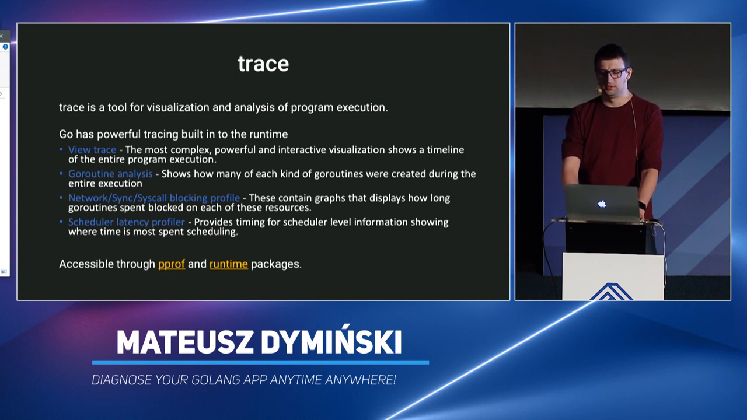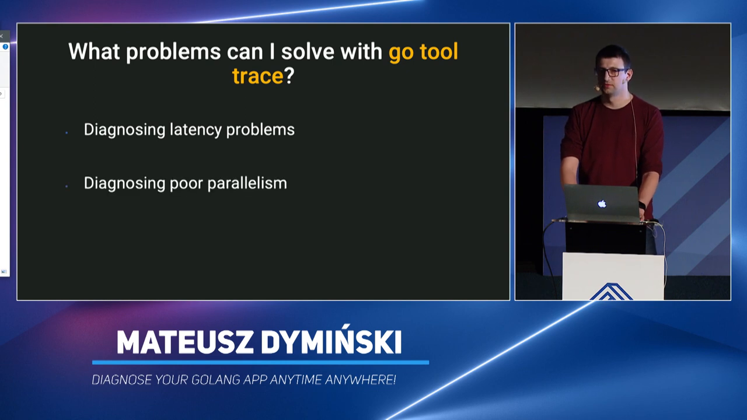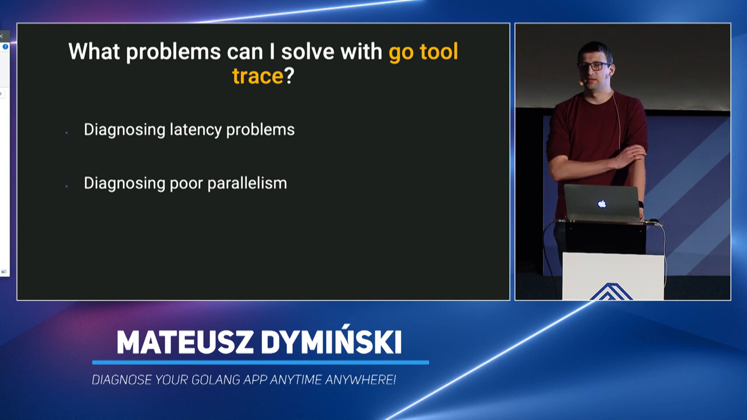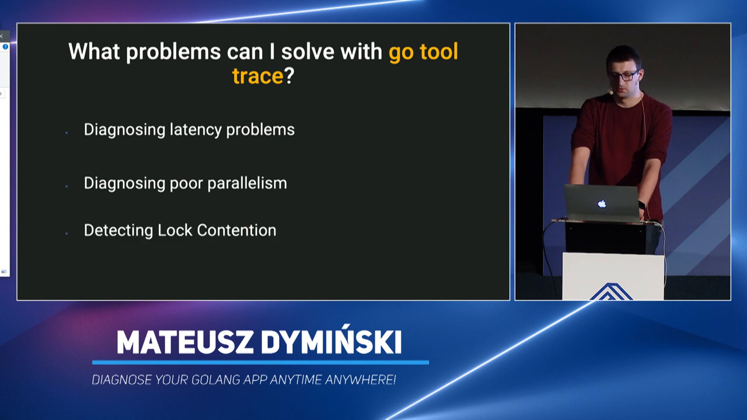Okay, so of course it's the same package, and we don't need to add any extra thing in our server just to collect the tracing data. But what problems can we solve with that? So latency problems, poor parallelism. If we've got, for example, a worker pattern and we have tons of workers, we can notice with this tool that, for example, half of the workers are in the idle state and they are just waiting for something and it's not happening. And we can do that in a better way. Okay, and also lock contention, we can also track that with this tool.